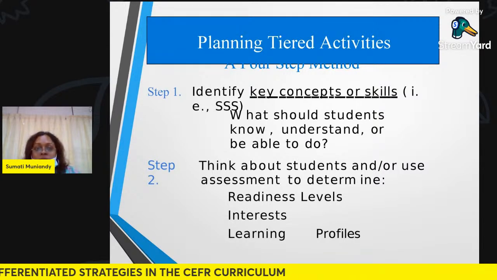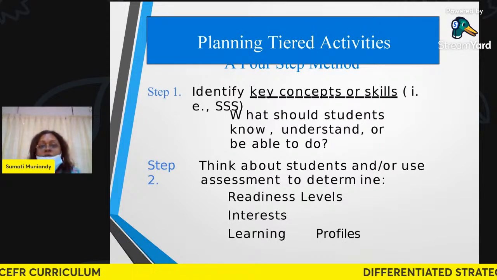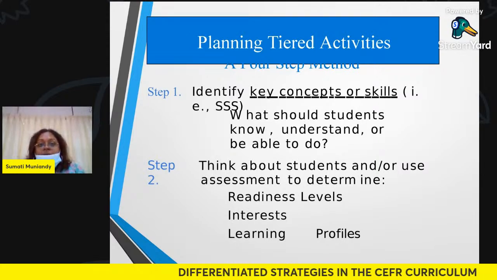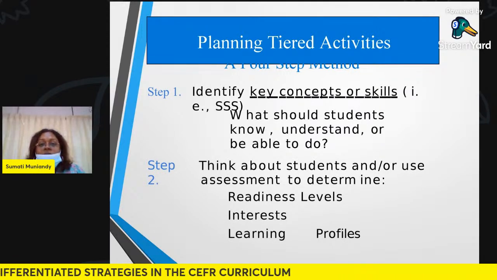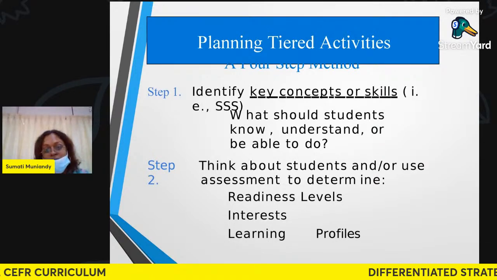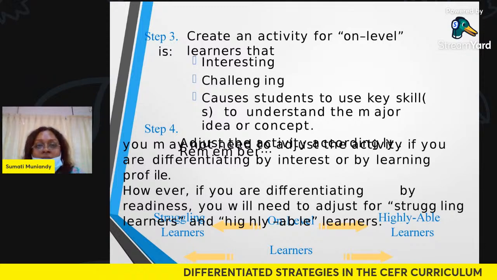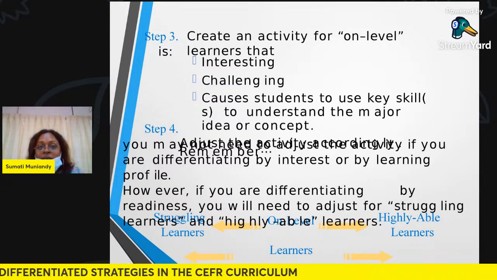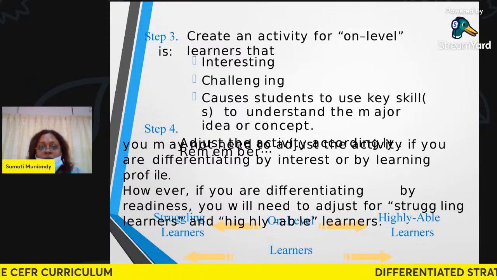These are the four steps. First, identify the concept or skill, or what they should be able to do. What are the key points based on your lesson, right? Step two, think about students or use assessment to determine readiness levels, interests, and learning profile. You must understand the student first. And then create an activity for on-level learners that is interesting and challenging, right? Some of your students may be high achievers. You can challenge them with your activities.